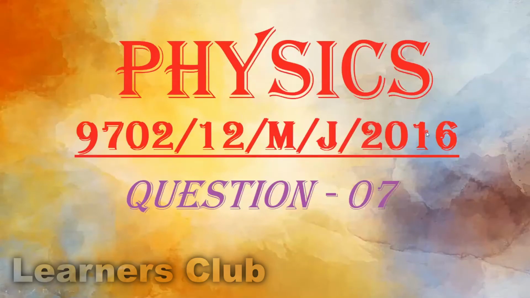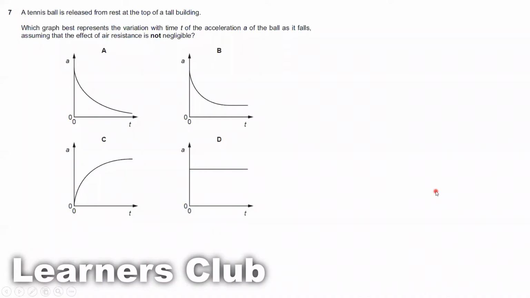Physics Major 2016, Question 7. A tennis ball is released from rest at the top of a tall building. Which graph best represents the variation of time of the acceleration A of the ball as it falls, assuming that the effect of air resistance is not negligible?